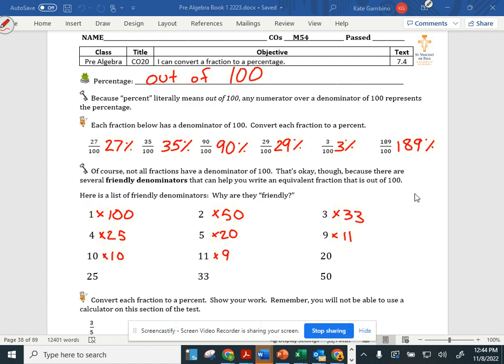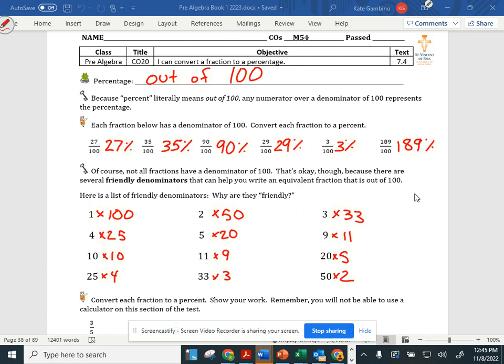If we have 20, what are we going to multiply it by? 5. If we have 25, what do we multiply it by, Kate? 4. We have 33, what are we going to multiply it by, Tegan? 3. And if we have 50, what are we going to multiply it by, Audrey? 2.